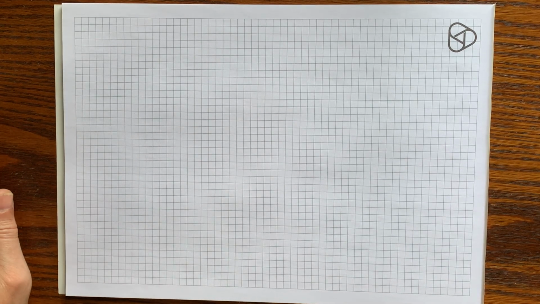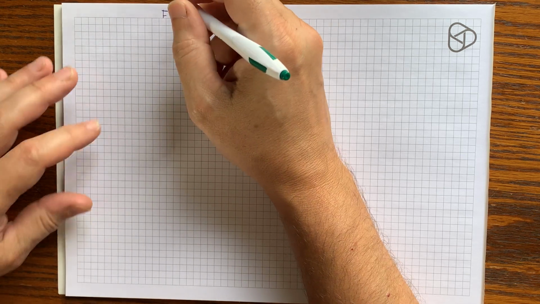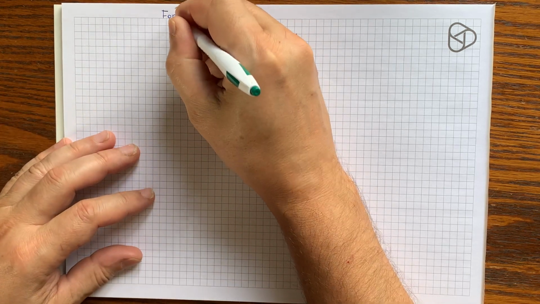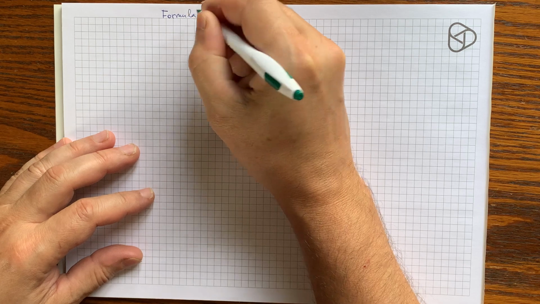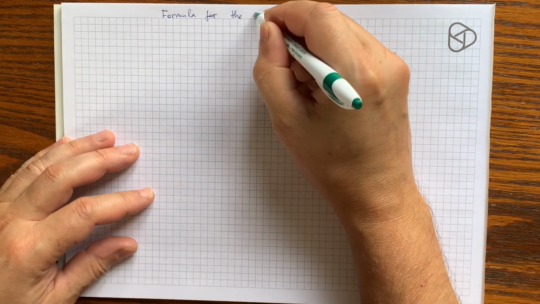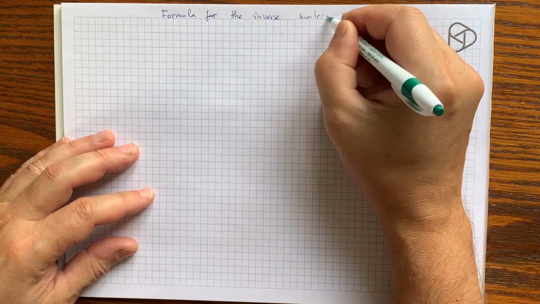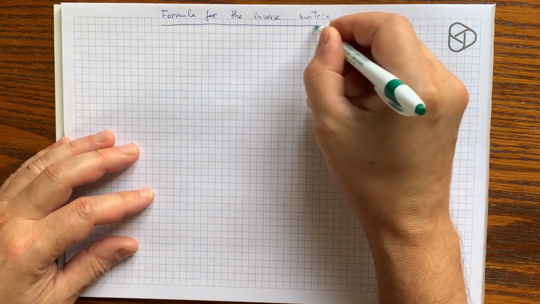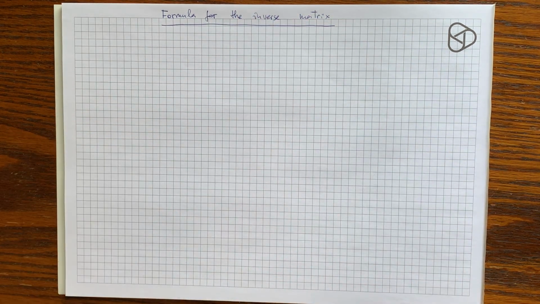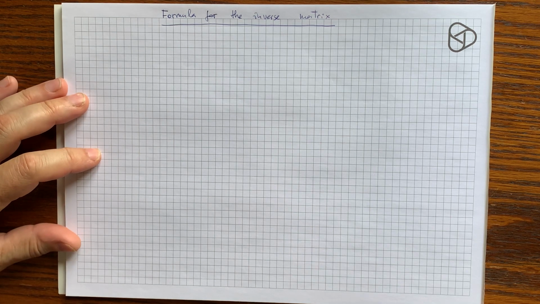Here we will use the cofactor expansion of determinants to produce a formula for the inverse matrix. So first, a comment on determinants and invertibility.